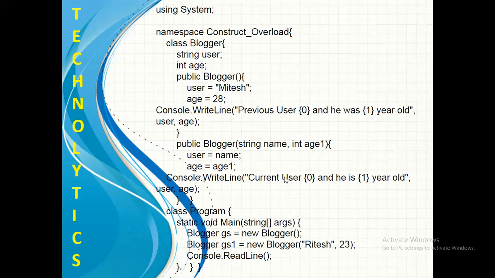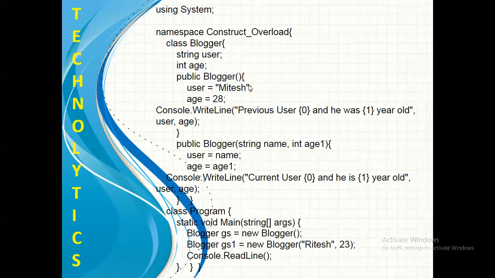Basically, constructors are used to initialize the variables of the class. Here, we have defined one namespace, construct overload, and inside this, we have created one class, blogger. Now, let me tell you that the name of the constructor should be the same as the name of the class, and this rule applies in C# as well. Inside this class, we have defined two variables, user and age, and one constructor. Why constructor? Because the name of this constructor is the same as the name of the class. Hence, we know that it is a constructor.